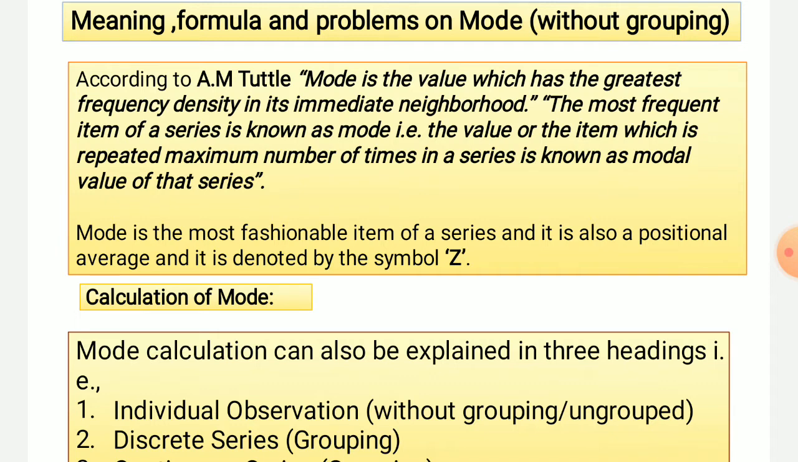So it is called the fashionable item because it repeats a number of times. It repeats more often in a given series, so that's why it is called the mode. And it is also called the positional average because its value concentrates in the central value of the given frequency distribution, and it plays an important position in the given frequency distribution. That is why it is called the fashionable item as well as the positional average.